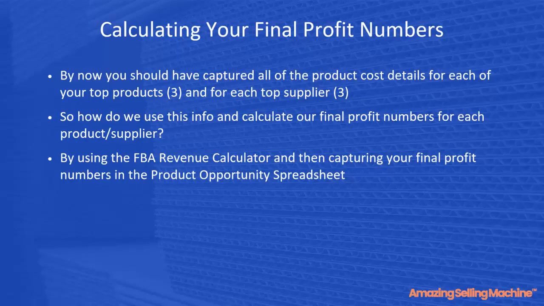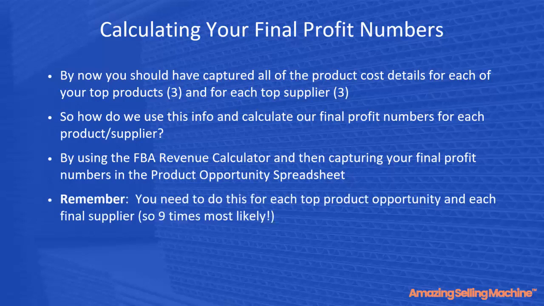You can do this right now in order to calculate your final profit numbers for those that you've gotten all the information back for, and then simply repeat this process once all of your suppliers have gotten back to you. And keep in mind, though, that you'll need to do this for each top product opportunity and for each final supplier. So at least 9 times, maybe more if you've actually reached out to even more suppliers and want to check out the true profit numbers from each one. So let's go use the FBA revenue calculator right now.